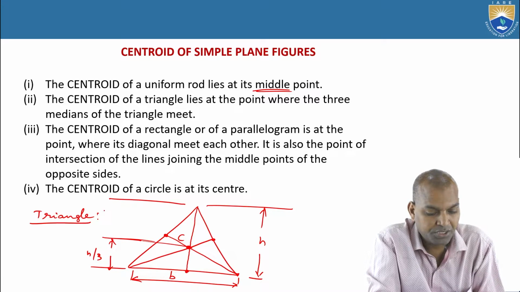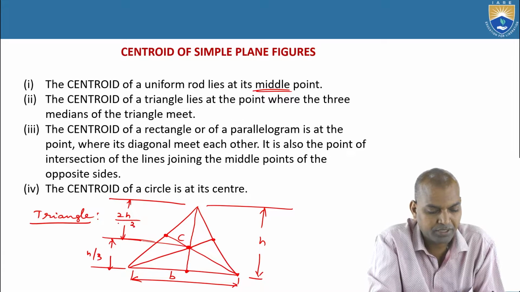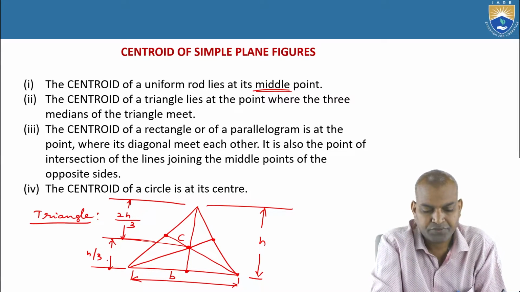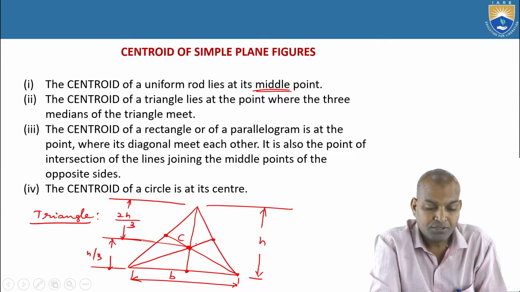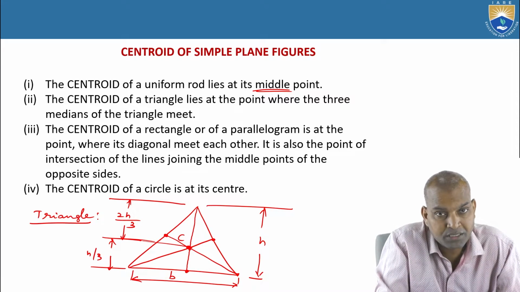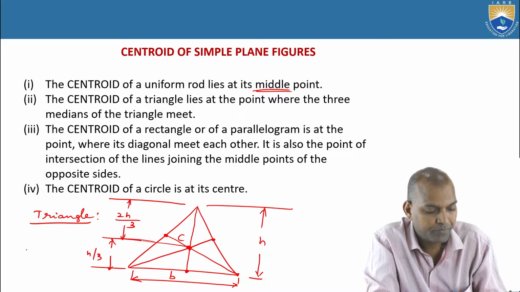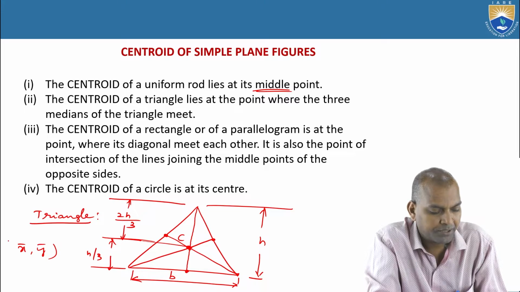What is the distance from the top? The distance from the top is 2h by 3. This is 2h by 3 and here it is h by 3. If we consider this is the centroid, and we want to find the centroid point, we need two coordinates here. What are they? Bar x and bar y.